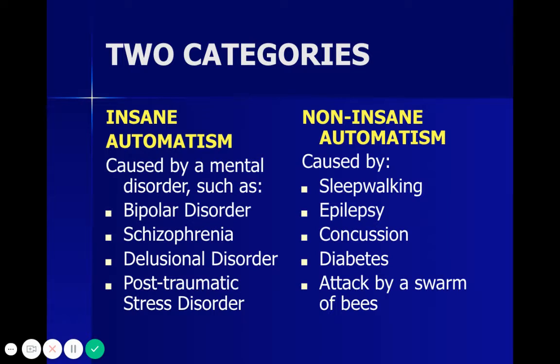If you or anyone you know has ever had a concussion, you know that it can have serious impacts on people's well-being and their awareness of what they're doing. Likewise, diabetes, whether it's high blood sugar or low blood sugar, can radically change someone's behavior. And I know the last one on this list is going to strike you as funny, but an attack by a swarm of bees.